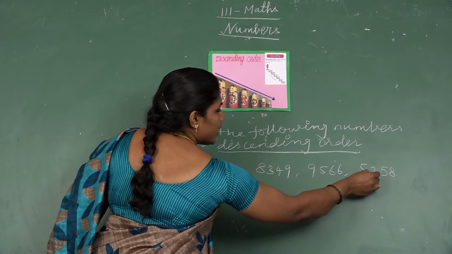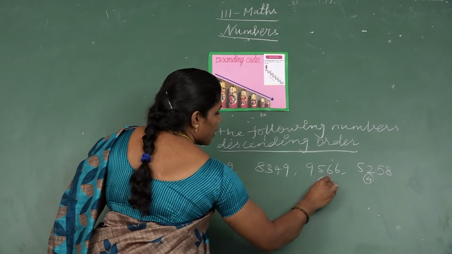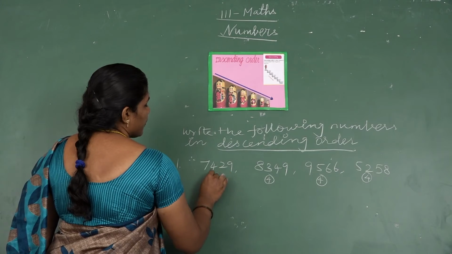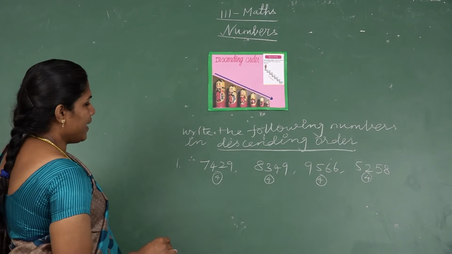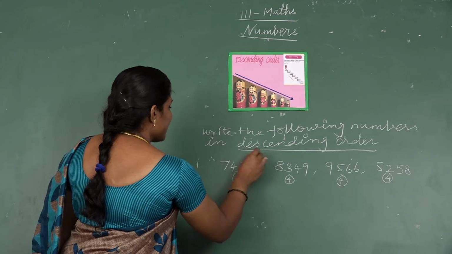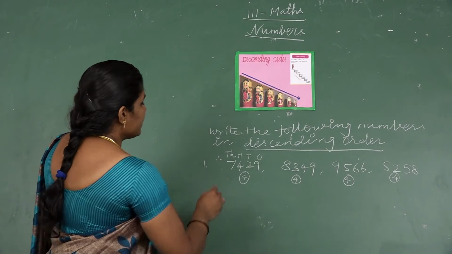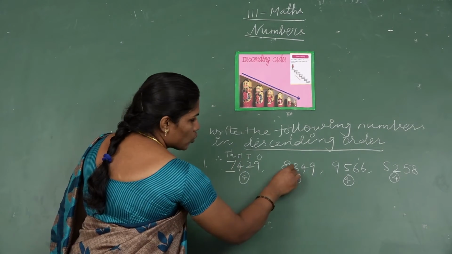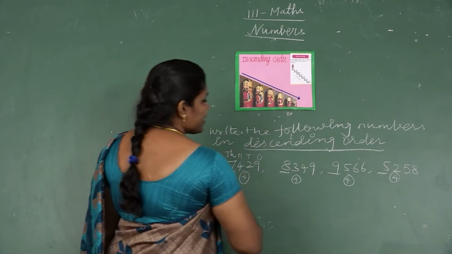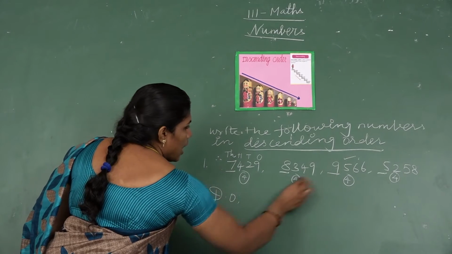1, 2, 3, 4. All the numbers have 4 digits. The digits are equal. See the thousands place. First write the places: ones, tens, hundreds, thousands. 7,000, 8,000, 9,000, 5,000. Among these numbers, which is the biggest? 9,000. Descending order.